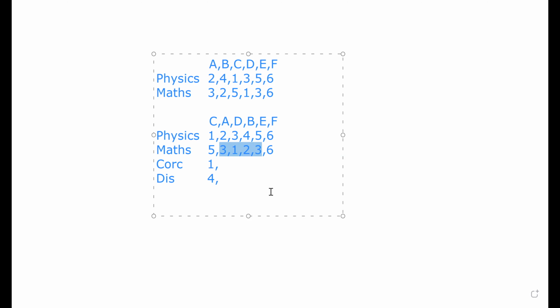Just to reiterate, we take the concordant and discordant based on the second one. Physics, we have already put it in proper order. So this is with respect to this maths one, correct. Then we are calculating the concordant and discordant. Now tell me, for A, how many concordant?